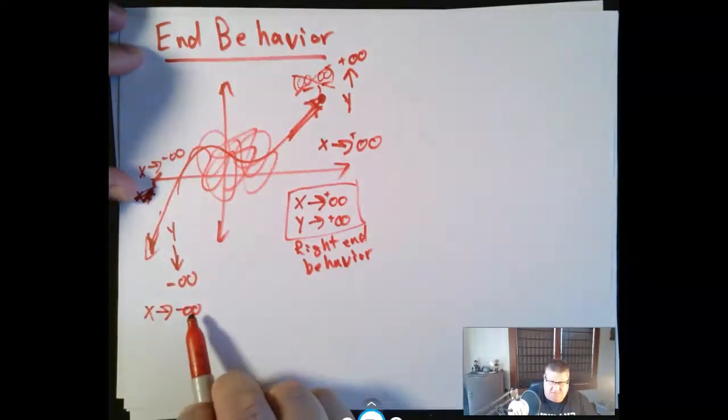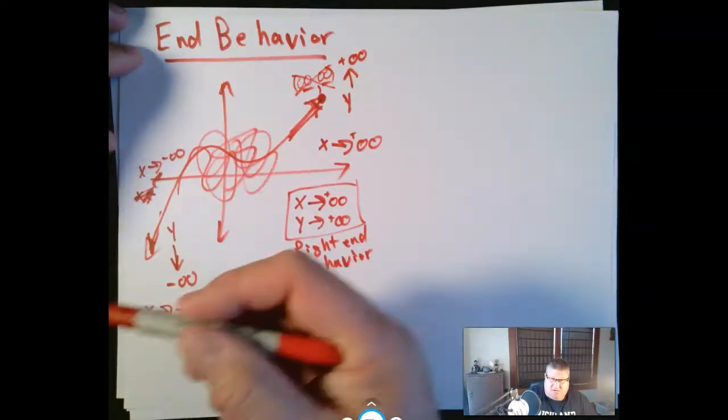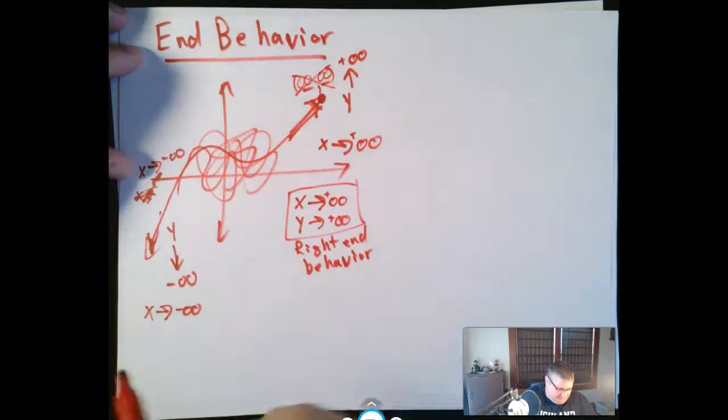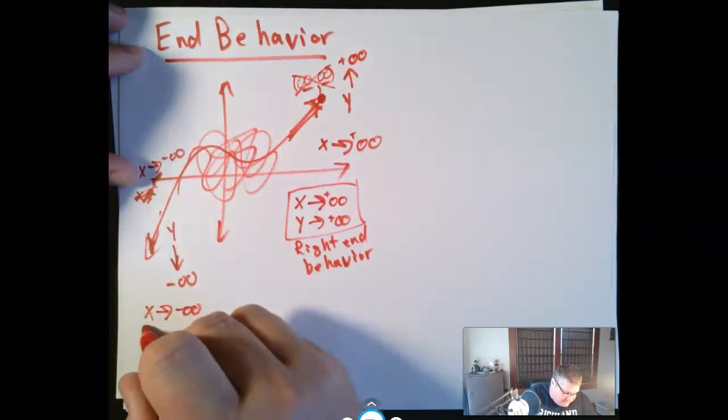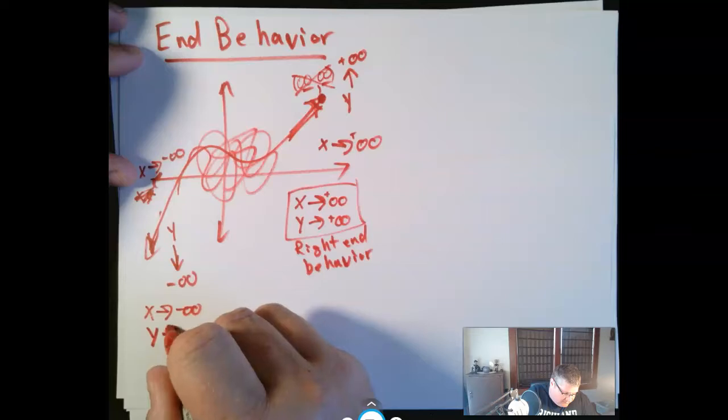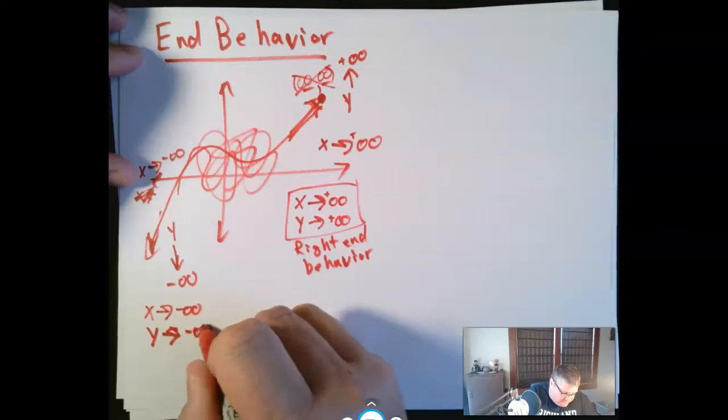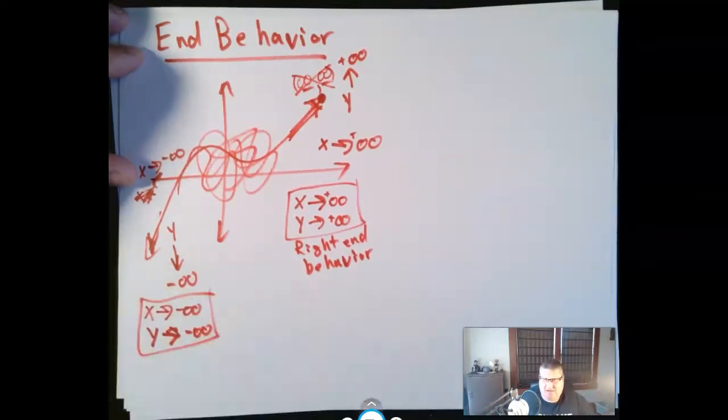Now some people get confused. They want to put the negative infinity over here, well, because it's going that way. It's not the way it works. We read from left to right. So we still write it like this. Now y is also going to be going to negative infinity. So there you go.